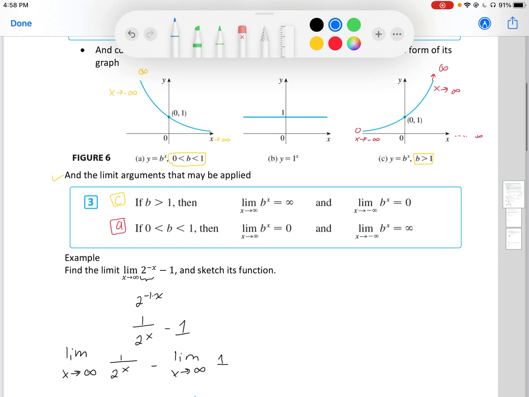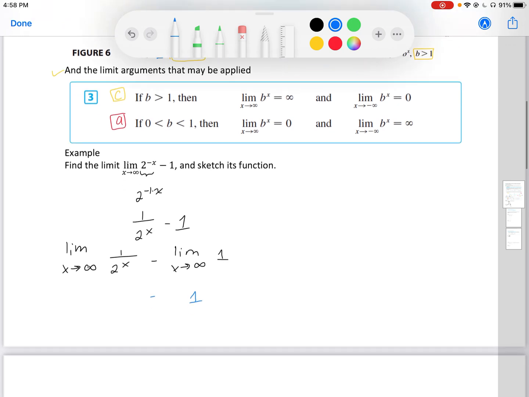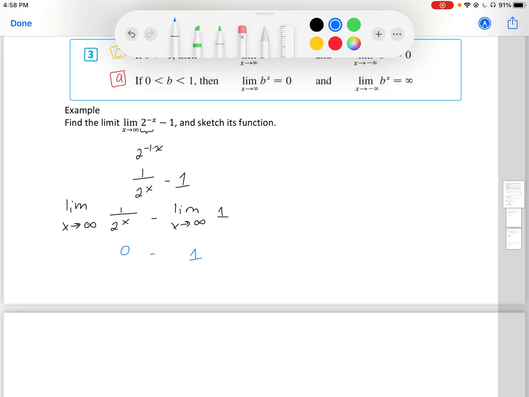Think of this first one. Our base, our b, is a fraction between 0 and 1. So as x is approaching infinity, it's getting closer and closer to our x-axis, so 0. So for our first one, you get 0. For our second one, it's just 1. 0 minus 1 is negative 1.